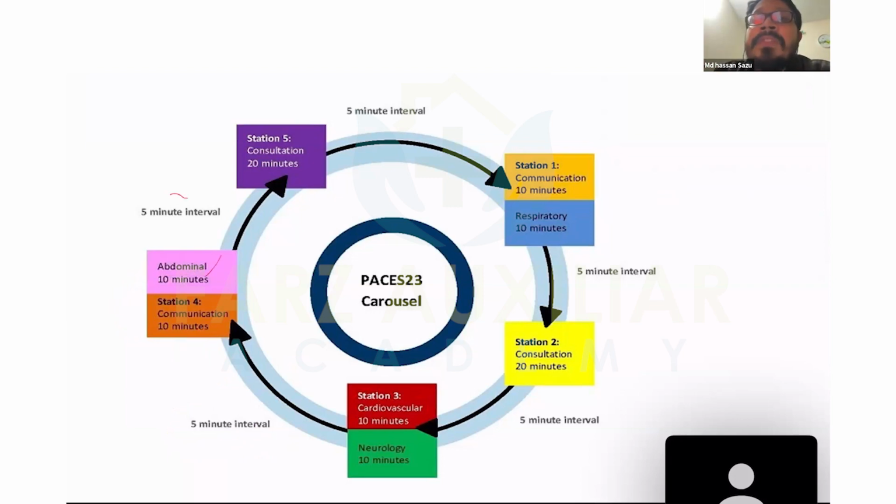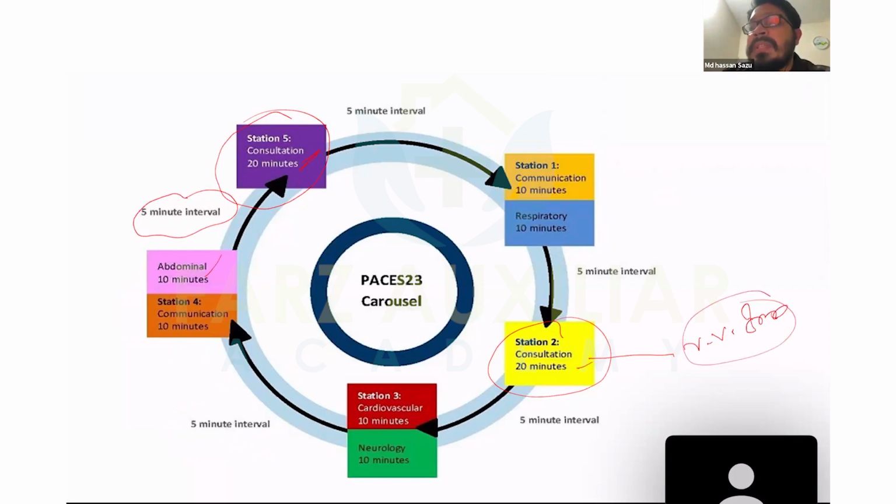After that, a 5-minute interval, you will get the consultation again, similar to station 2. So you have long consultations at station 2 and station 5. These are very, very important. Everything is important, but these consultations are very, very important. This should not be missed, because you can cover all the marks from stations 2 and 5.